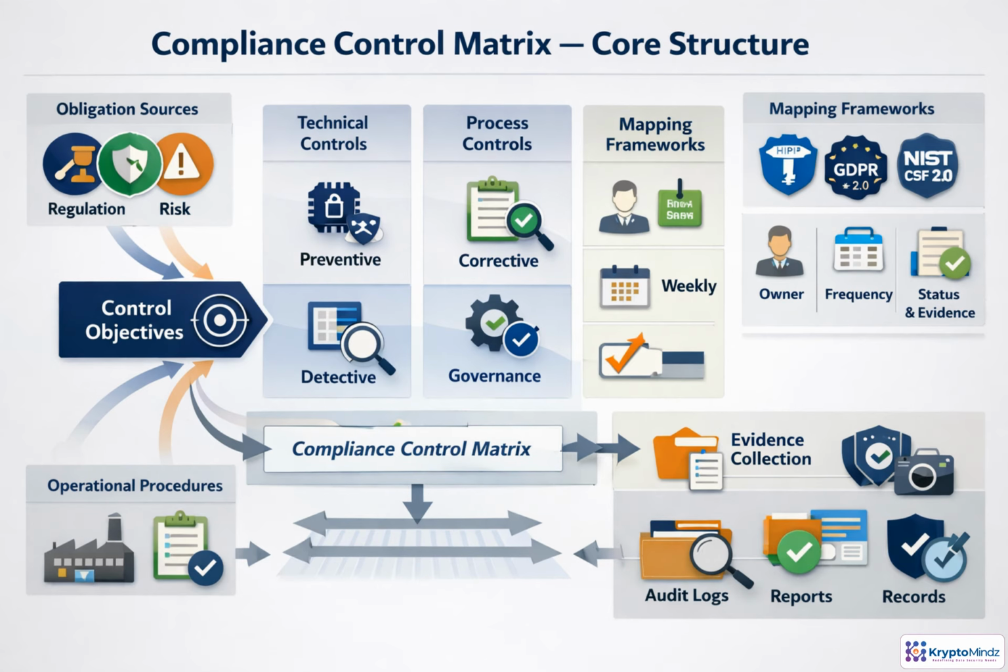The compliance control matrix is the translation layer between what the law requires and what the organization actually does. Each obligation or risk is tied to a control objective, then to technical and process controls with an owner, frequency, status, and evidence source. The goal is traceability. A HIPAA, GDPR, or NIST requirement should connect cleanly to preventive, detective, corrective, or governance controls, and every high-priority risk should have proof that the control is operating.